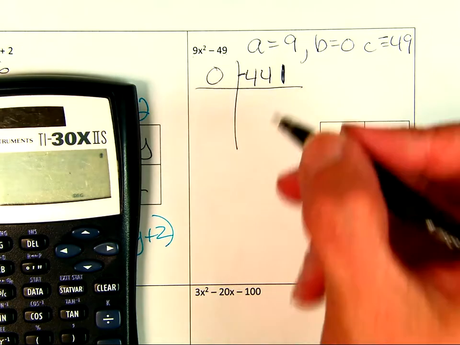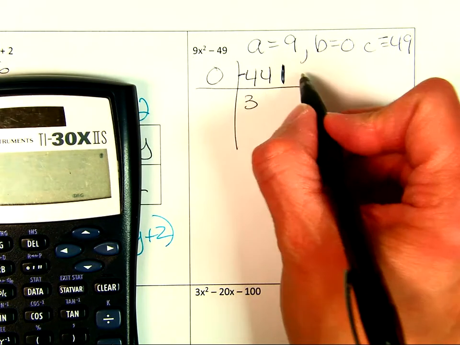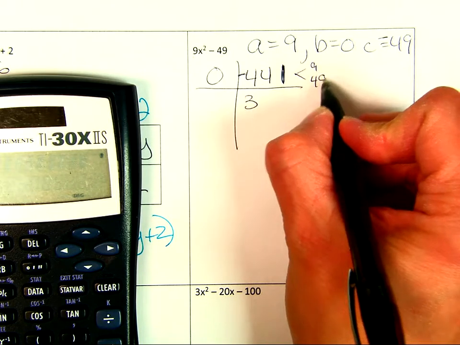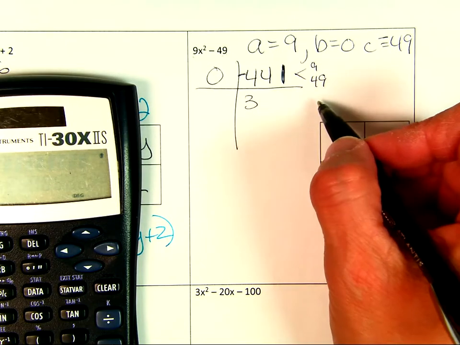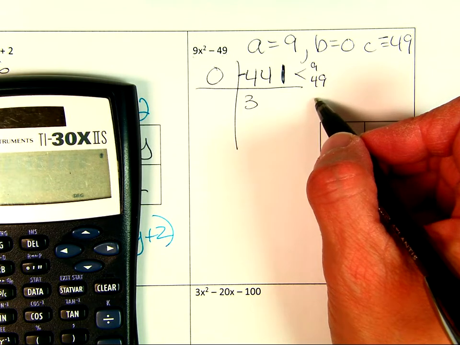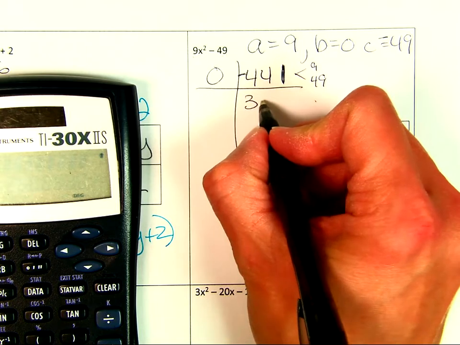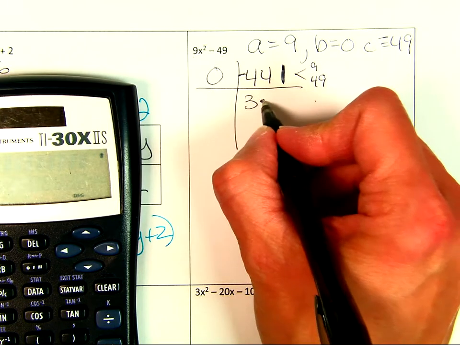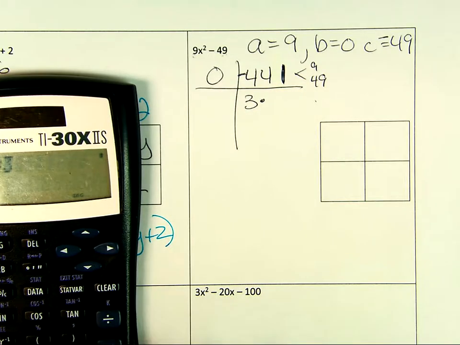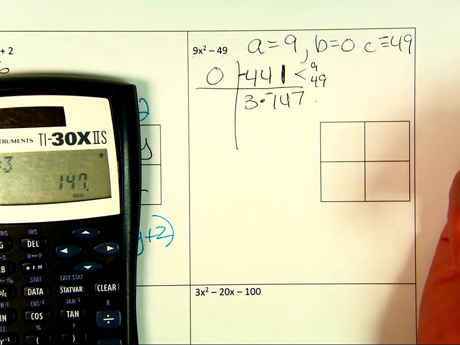Okay, so what are the factors? Well, I know 3 goes into it because 9 does, right? This is 9 times 49. That doesn't get me a 0. And if I ever have to have a 0 or a really small number, I know that I'm going to have numbers that are closer together. In fact, in this one, they have to be the exact same except opposite signs. So I probably wouldn't start with 3 and 147, because that's just not going to work, right?